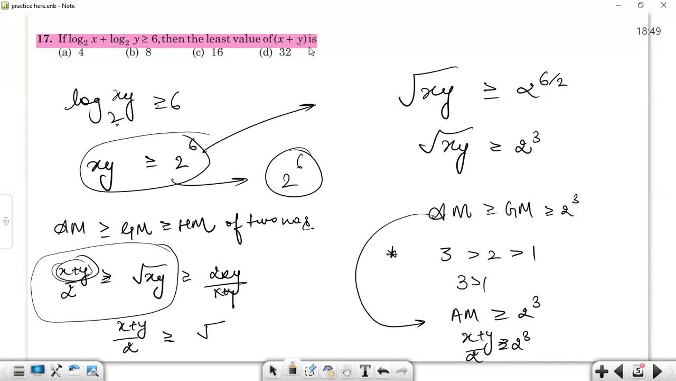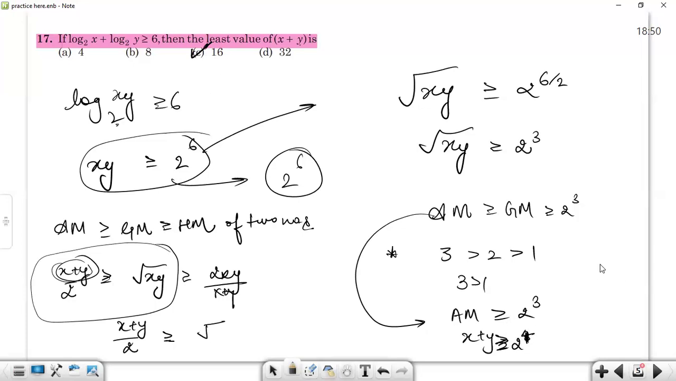And now we had to find out x plus y. So let's bring this 2 to the right hand side. On doing so, the 2 raised to power 3 will get multiplied by 2, so its power will increase. So now the inequality says x plus y is greater than or equal to 2 raised to power 4. So the least value of x plus y is 2 raised to power 4 as per our calculation, which is 16. 2 raised to power 4 is 16.